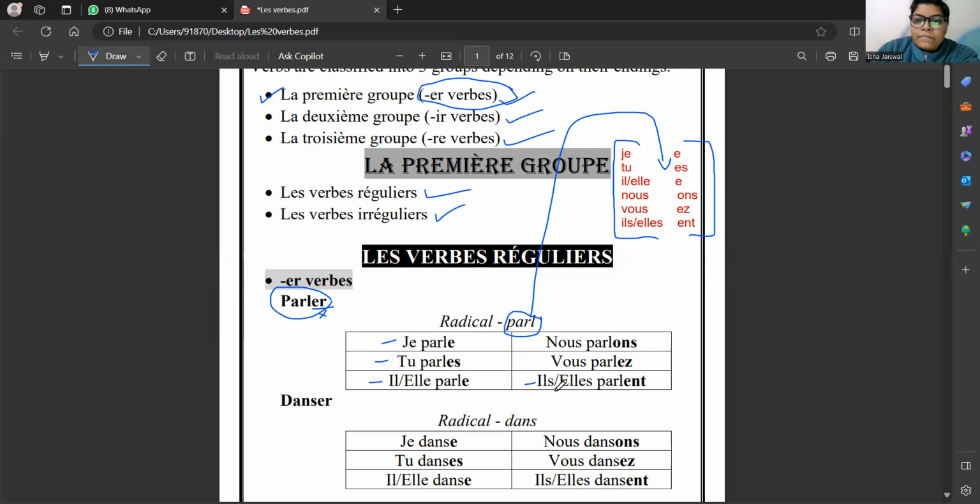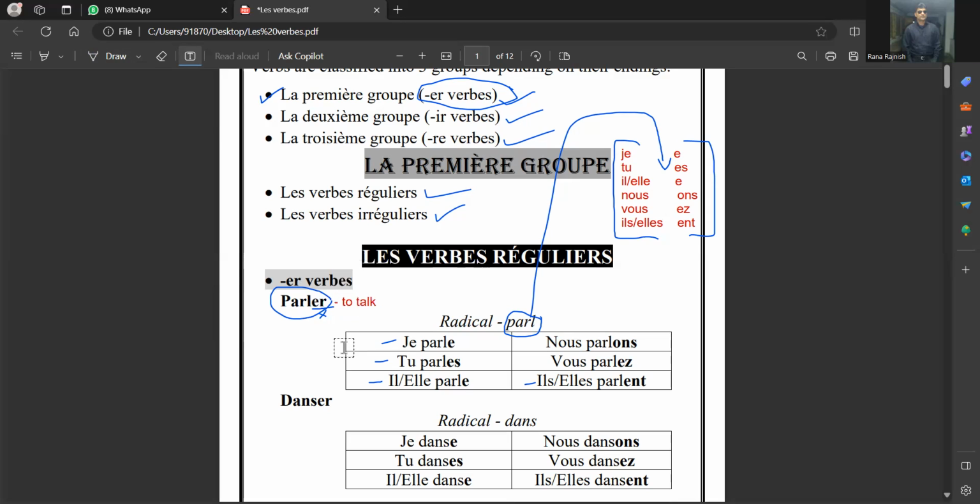This will remain the same. Only these two will change. Okay? Now, first the meaning. What is the meaning of je? I told you: je, I; tu, you; il, he; elle, she; nous, we; vous, you, formal; ils, elles, they, the plural of this. Okay. So the meaning of parler is to talk.